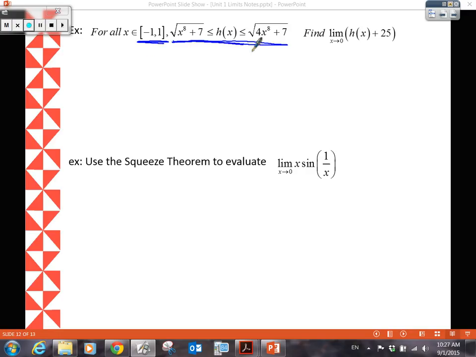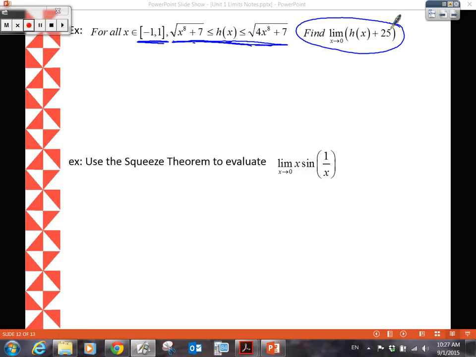So in this case, they've given us the relationship between h of x and the other two functions. They've already told us that this one is smaller than h of x, which is smaller than this one on the interval -1 to 1. So they're asking us to find this limit as x goes to 0.